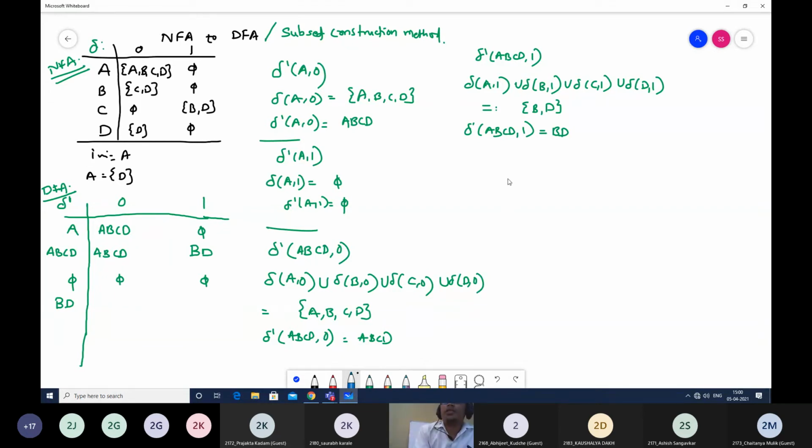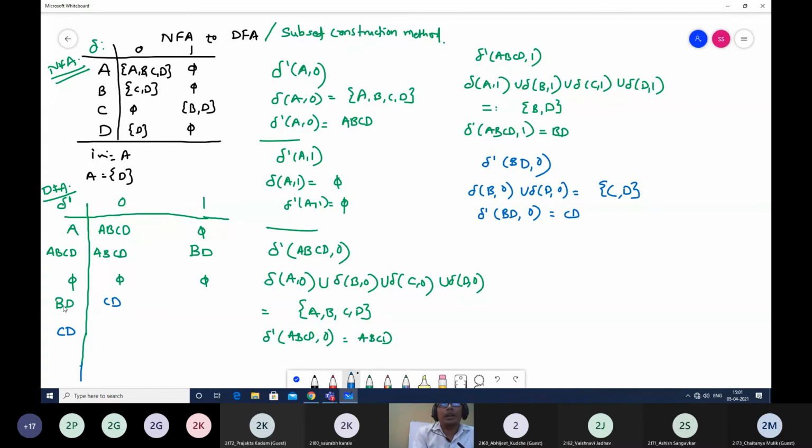Okay, so we'll proceed. We are now calculating delta dash of BD comma 0. For that, I'll use delta of B comma 0 union delta of D comma 0. What is B comma 0? It is CD. What is D comma 0? It is D. So C and D will be our final answer. So now delta dash of BD comma 0 will be CD. As CD is a new name that I have got, I also add that CD here below.